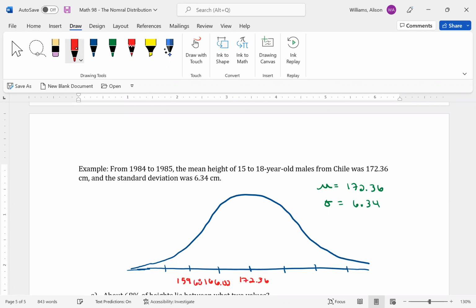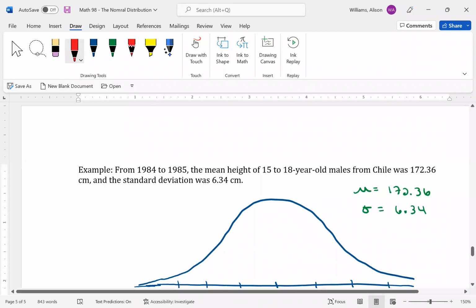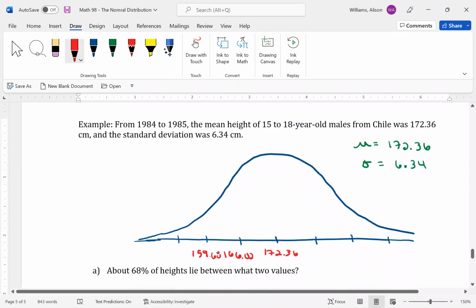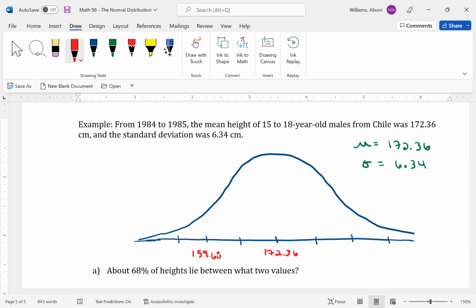Here, I'm going to zoom in a little because I'm writing so small. It's kind of hard to do. I'm going to spread them out a little bit. Sorry, this one was 166.02, then 159.68. And then subtracting 6.34 again, 153.34.